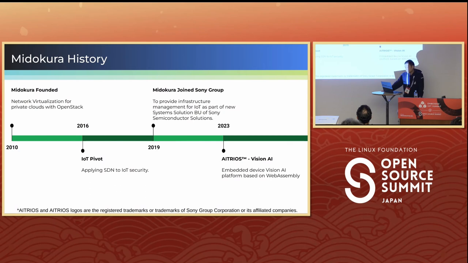And in 2019, we were acquired by Sony Semiconductor Solutions, where they were planning to build this service for smart cameras. And our responsibility was to provide virtualization technologies for that platform. And I'm happy to announce that this year, 2023, we've released Atrius, which is the Edge AI platform. The details of that, I'm gonna explain a little bit later, but you can also come to our booth. There's Atrius folks there. But today I'm gonna talk a little bit more about the WebAssembly part and how that's used in Atrius.